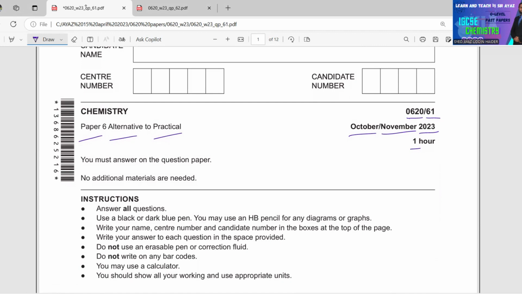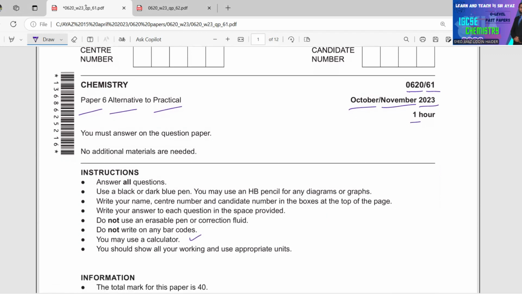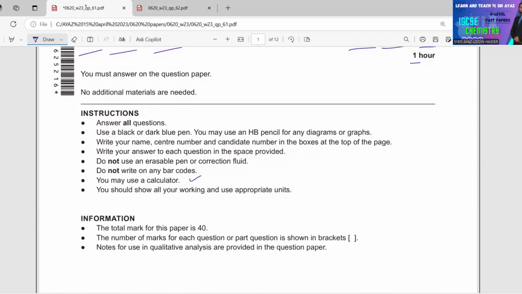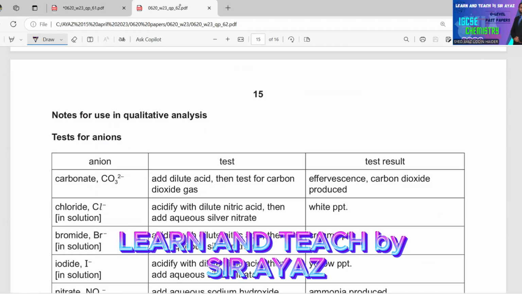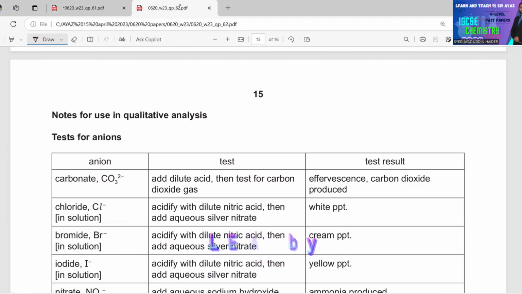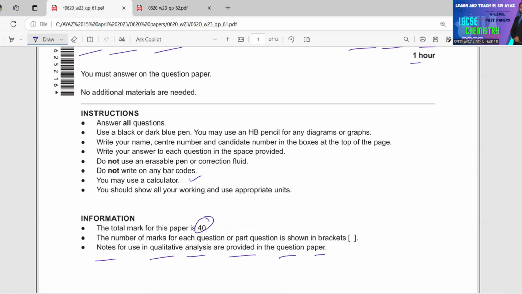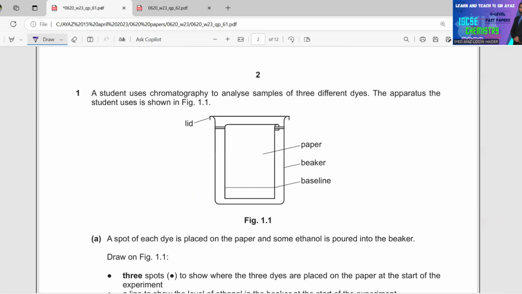You may use a calculator. In information, the total mark for this paper is 40. Notes for use in qualitative analysis are provided in the question paper. It will be like this. Okay, there are tests for anions, cations, gases, as well as flame tests. Let's start the paper straight away.